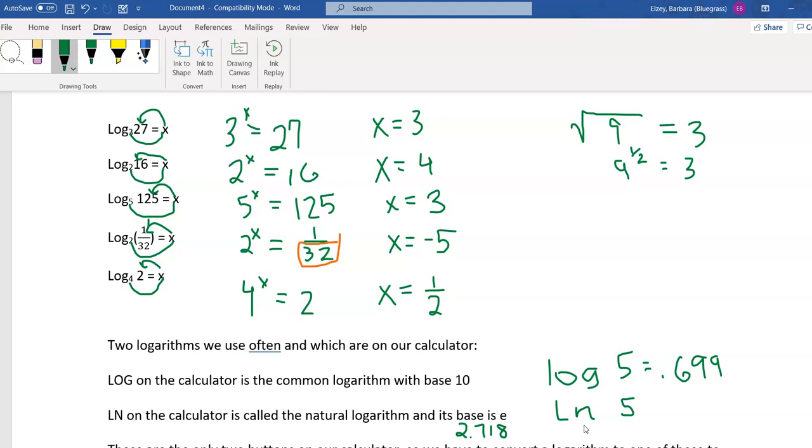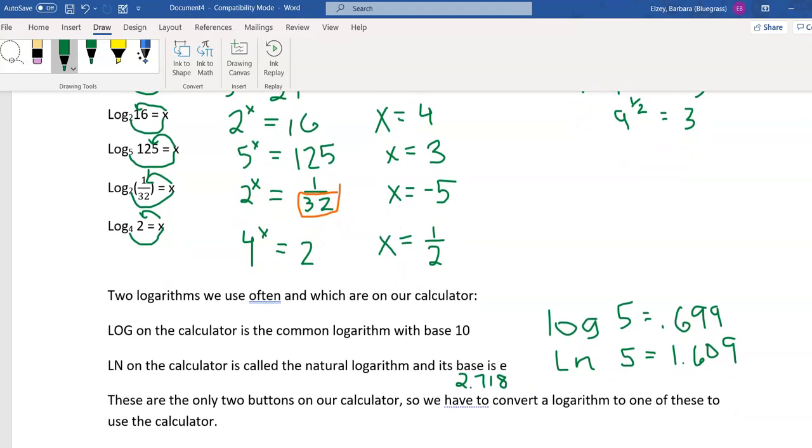And we can, of course, find the natural log of 5 by hitting ln on our calculator, putting the 5 in, and then hitting enter. And, of course, it is a different answer because it's a different base. And that answer is 1.609. Now, these 2 buttons, LOG and LN, are the only ones in our calculator. So all these problems up here, we can't do in our calculator without having something else to do them with.